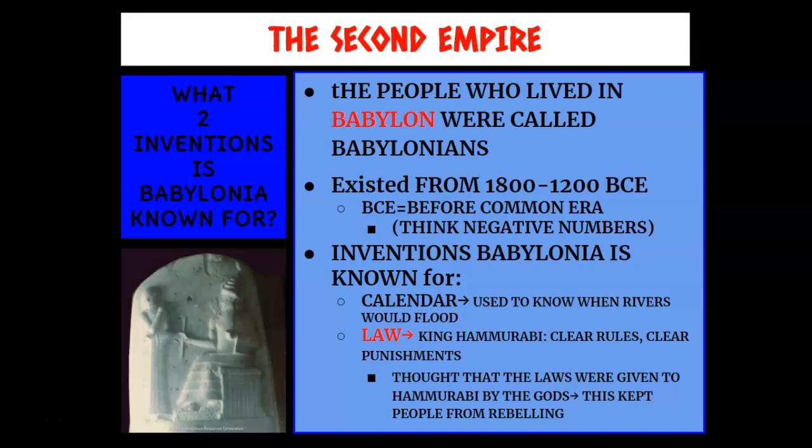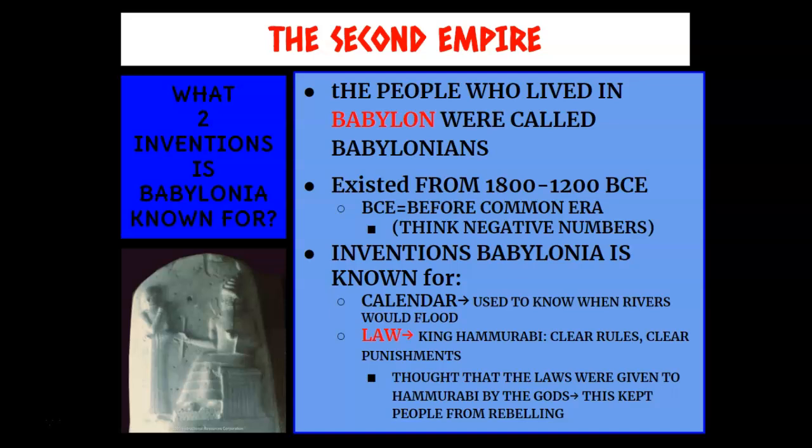Some of the inventions that Babylonia is known for are the calendar. And this is extremely important because they used this to know when the rivers would flood. This is how they got such rich farmland and were able to farm so many crops, because the rivers would flood pretty regularly. And when they flooded, they would bring the dirt from the bottom of the river, and that dirt is called silt. Silt is extremely, extremely fertile soil.